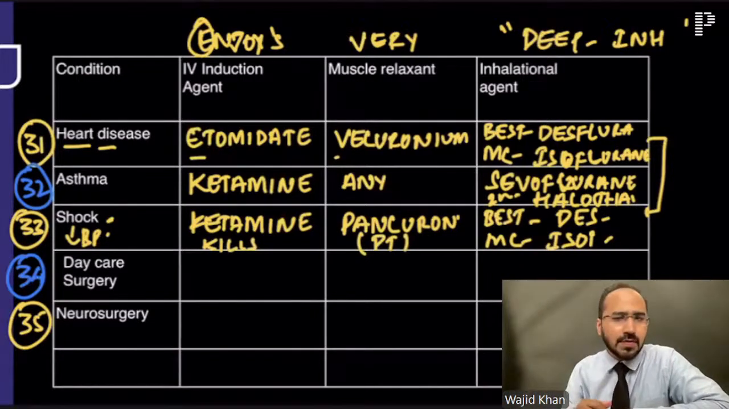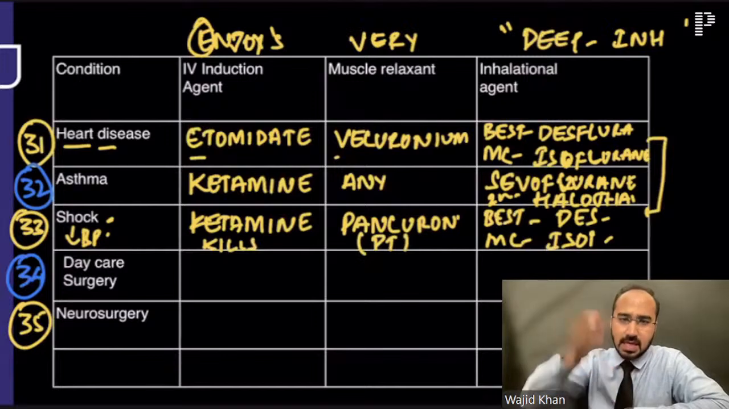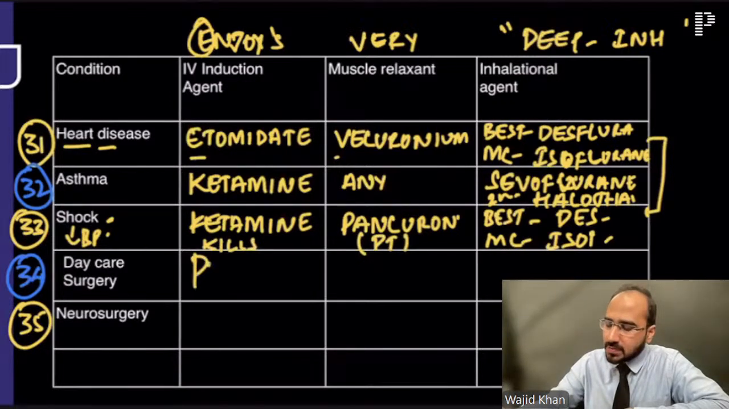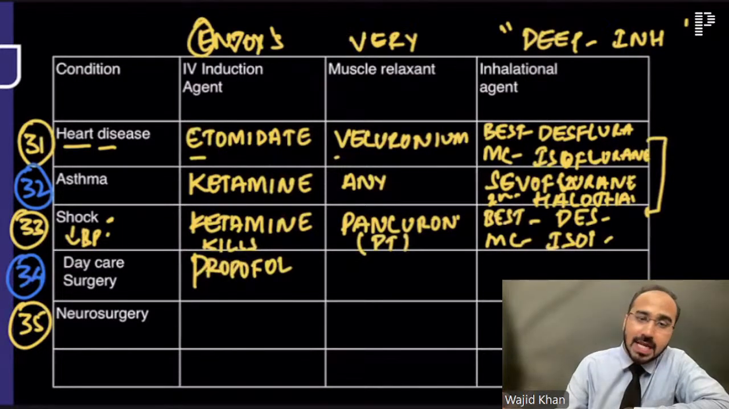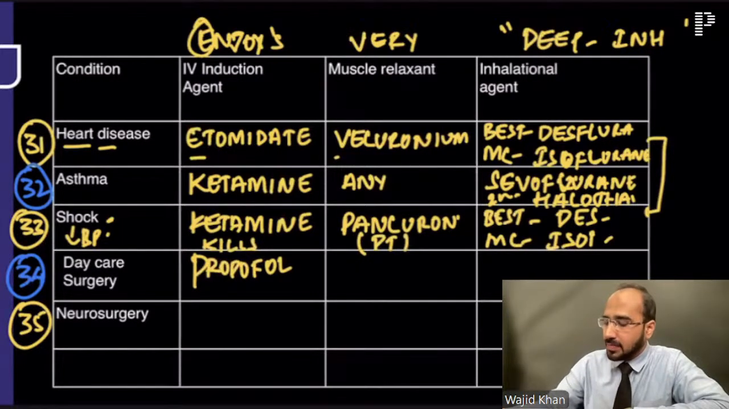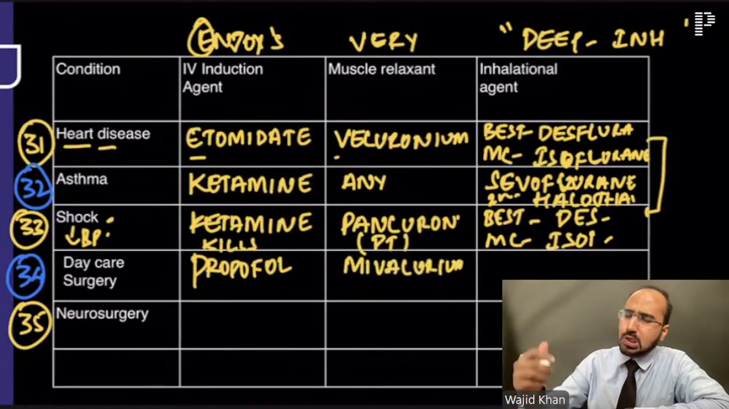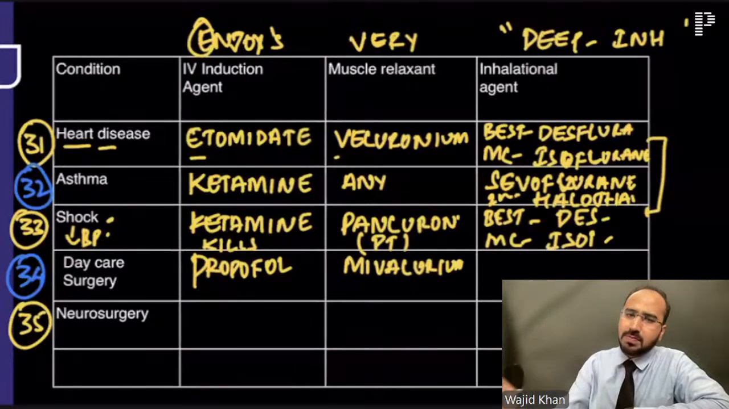Next is daycare surgery. If the patient is posted for daycare surgery, we have discussed all the points of propofol. Daycare surgery, IV induction agent of choice would be what, guys? Propofol. And which is the muscle relaxant of choice for daycare surgery? Mivacurium. Even though shorter than mivacurium is scoline, scoline has side effects, hence we go with mivacurium.